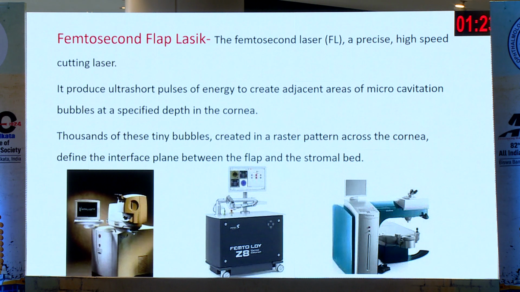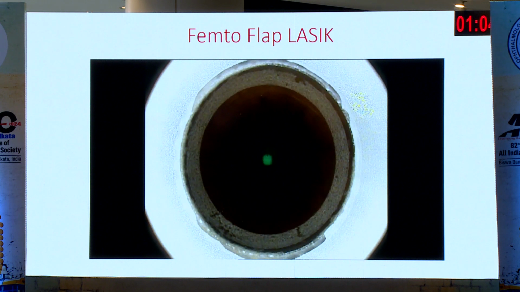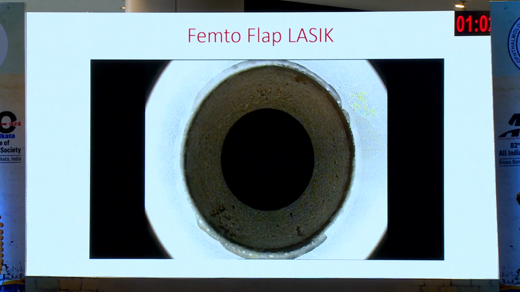So patients who are borderline cases like 510 micron, 505 micron cases, you need an accurate flap thickness so that the residual stromal bed is as planned. So femto works very well in borderline cases. Surgically, it's similar to blade LASIK only. So we use Visumax for all our LASIK patients.